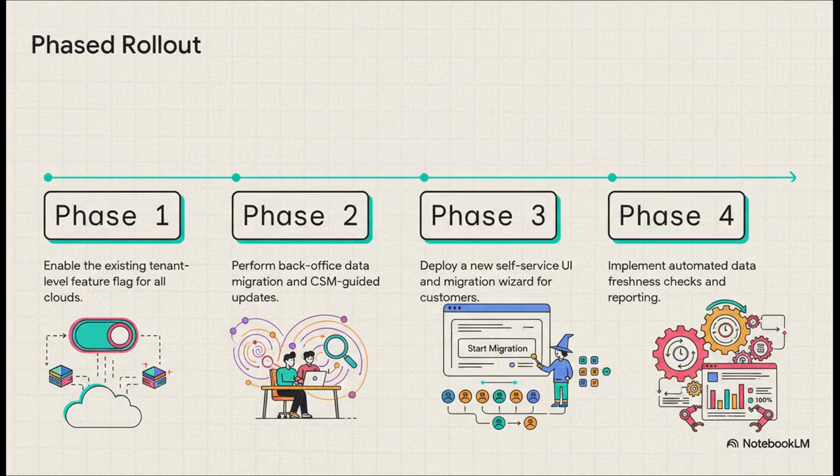And we're not just going to flip a switch overnight. We'll execute this in 4 clear phases. We start with enablement, turning on that flag. Then a CSM-guided migration for our customers. Then we'll roll out a customer self-service tool. And finally, we'll put long-term governance in place. This phased approach lets us roll out the new system smoothly with minimal disruption.